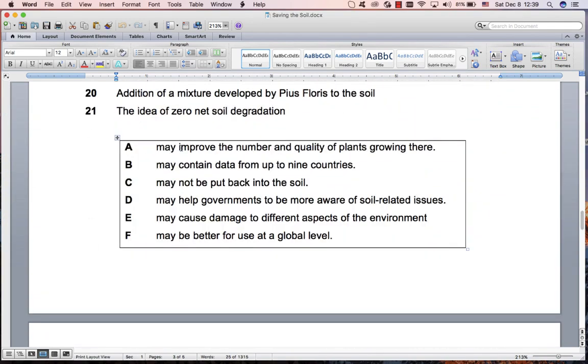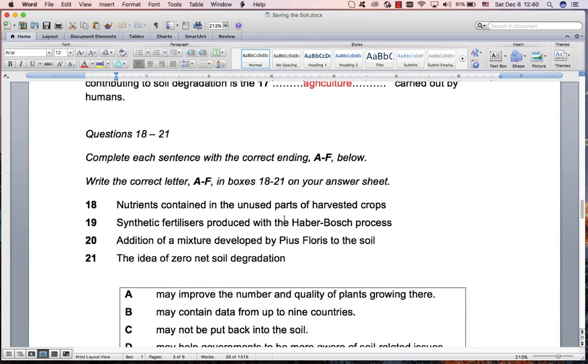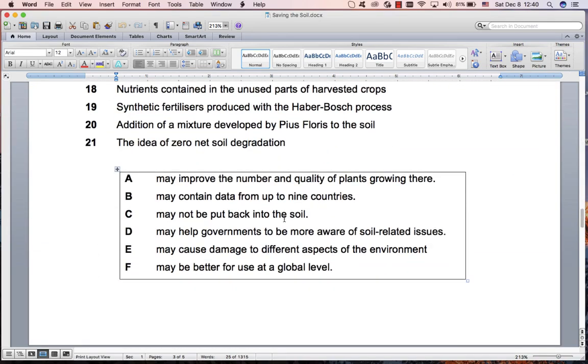This bit over here is positive, may improve the number and quality of plants. So immediately I can discount that. Contain data, 9 countries, no. May not be put back into the soil, maybe. Governments, no. Damage is negative, maybe. And better for use at a global level. Nothing about global level. So we've basically got C or E.